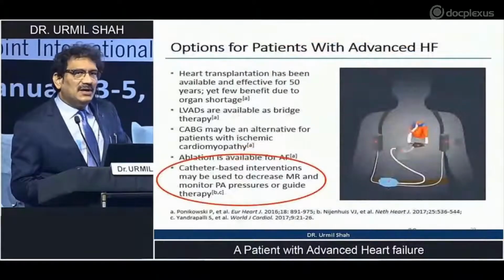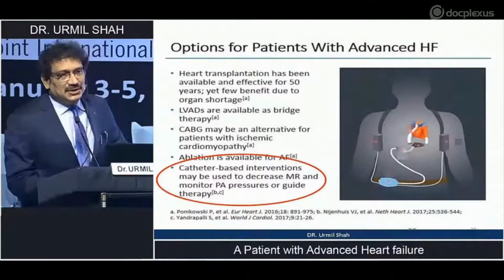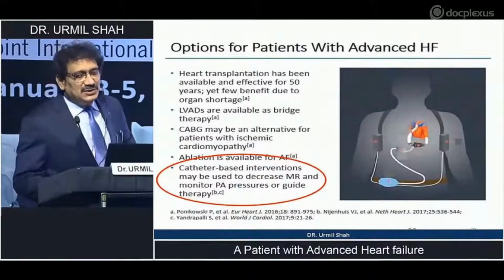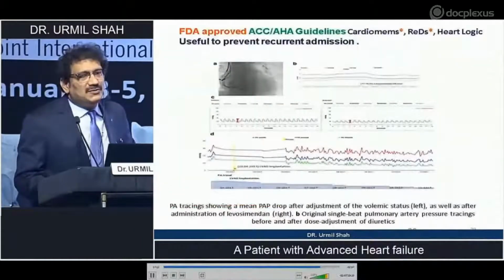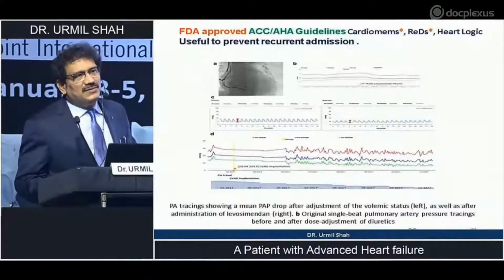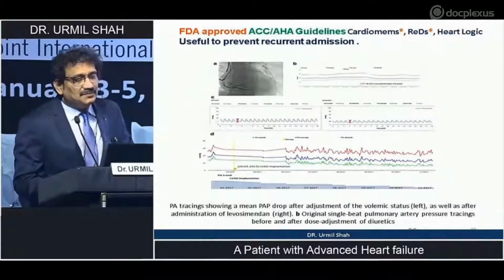Another option to prevent heart failure readmission, one important thing, is to monitor the PA pressure. There are certain devices available which the US FDA has approved. The primary purpose of doing this is to measure the pulmonary artery wedge pressure and cardiothoracic impedance, which can help to reduce readmission.